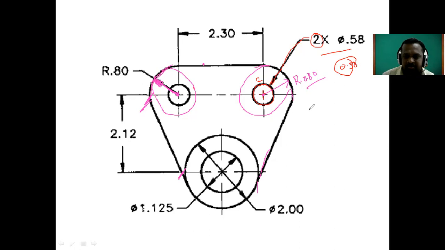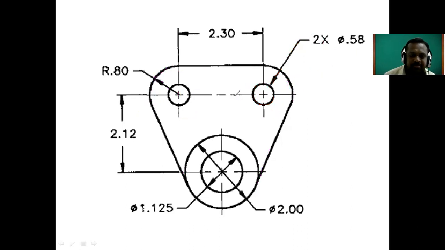First, see the given dimensions of the figure. Suppose first I draw a horizontal line. What distance have they given? 2.30. First we draw one horizontal line of 2.30. Then from this line we draw one vertical line up to this point. This distance will be 2.12.